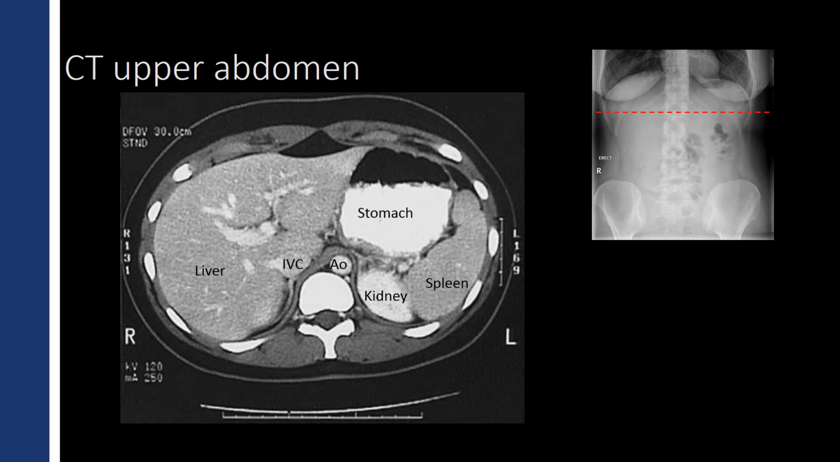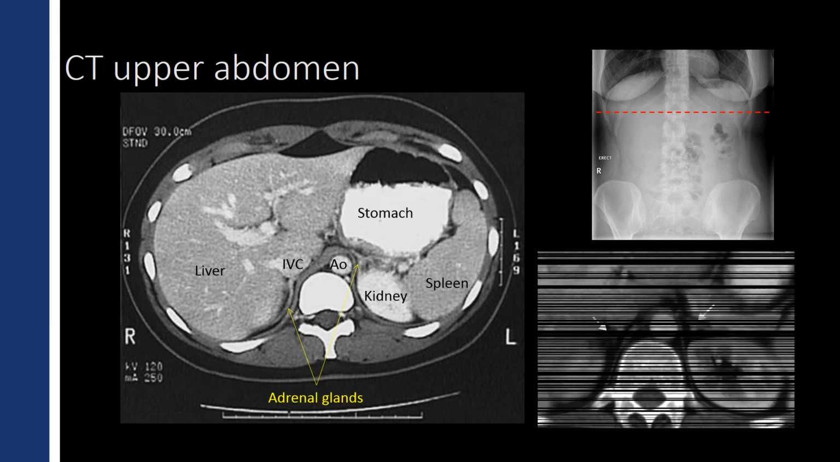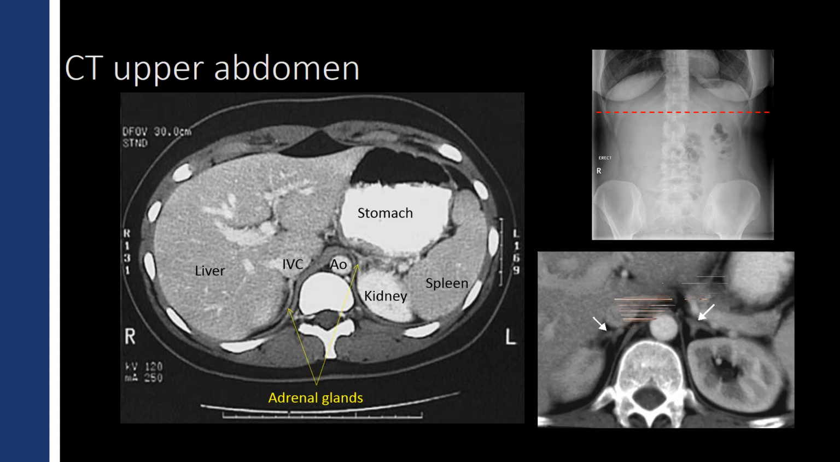Now, there's another organ we're seeing up here, and those are the adrenal glands. The adrenal glands have kind of an inverted Y shape or a wishbone shape. And this is a normal appearance of the adrenal glands.